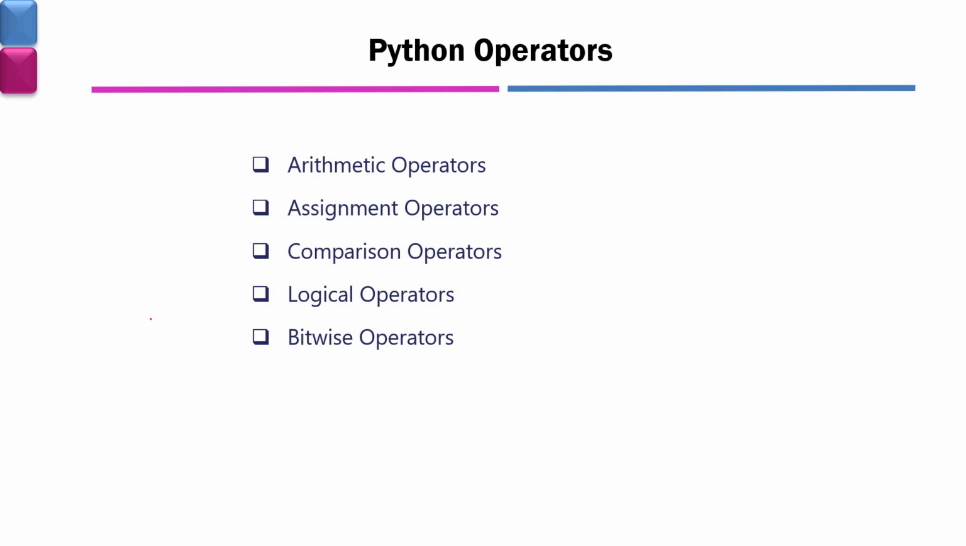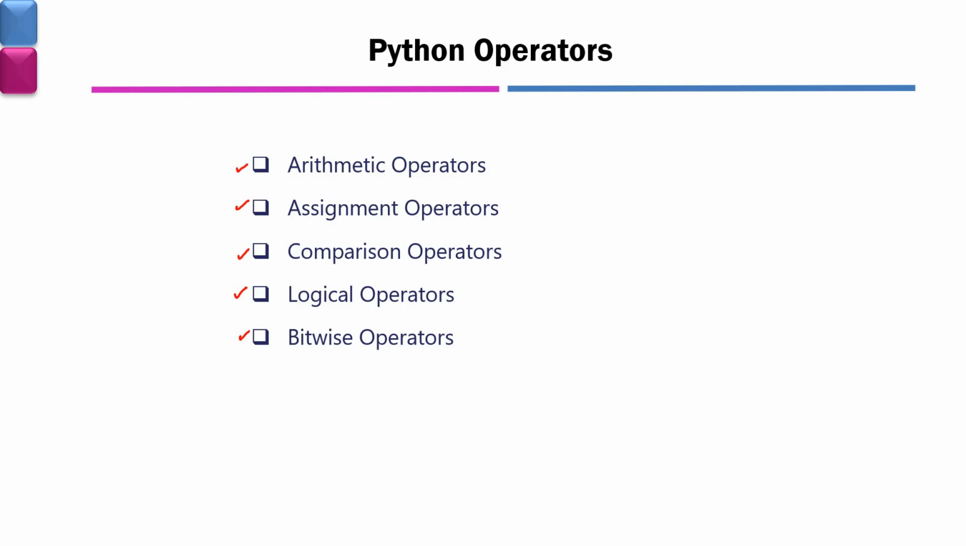In today's session, we are going to study Python operators. In Python, operators are used to perform operations on variables and values. Now, there are many different types of operators, but they can be grouped into the following categories, like arithmetic operators, assignment operators, comparison operators, logical operators, bitwise operators. They are different kinds of operators. So we will study all these operators one by one.